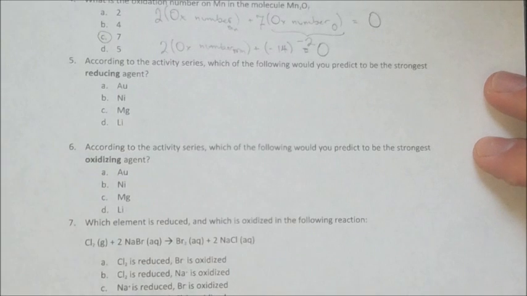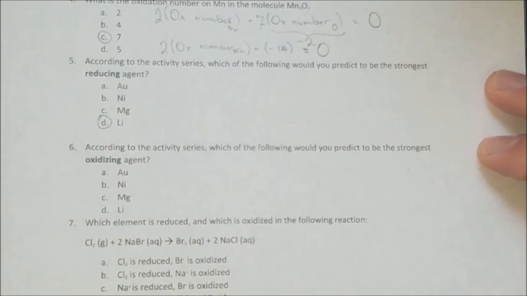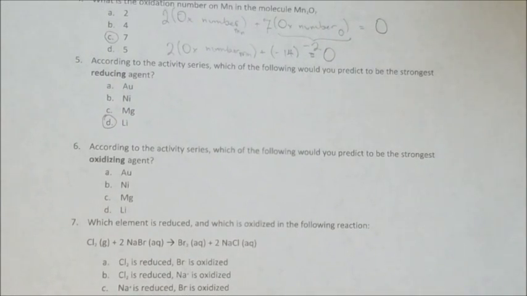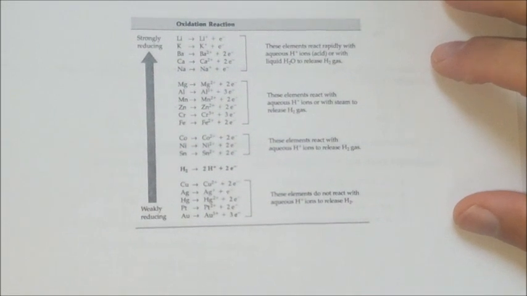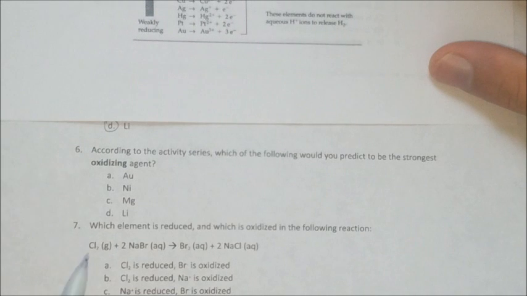So now for number 5 then, D is the right answer because lithium is the one that's on the top of the activity series, so it's the best reducing agent. Now returning to the activity series, which of the following would you predict to be the strongest oxidizing agent? So let's come back to this and see which one's our strongest oxidizing agent. We have a few choices. We have lithium. Well, we know it's not lithium because that's our strongest reducing agent.